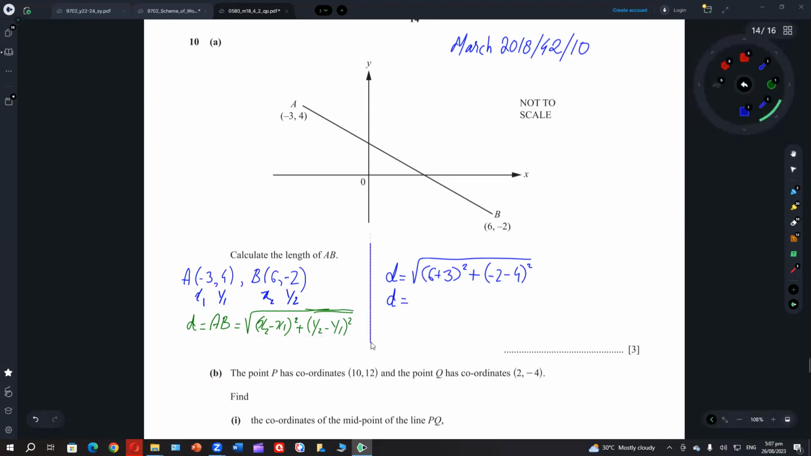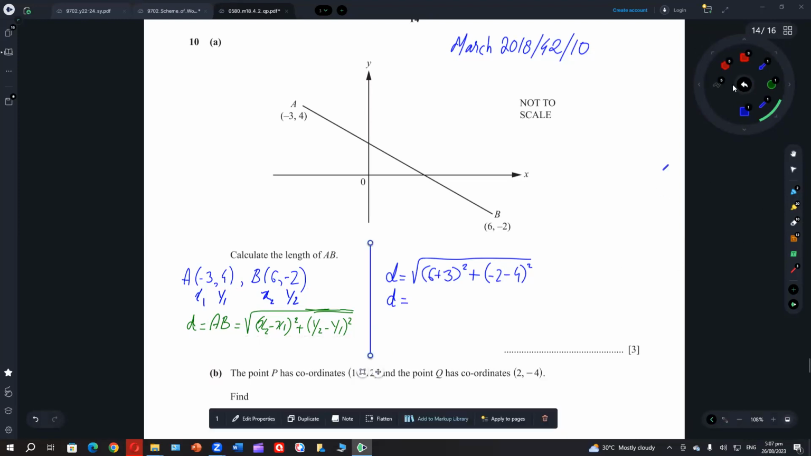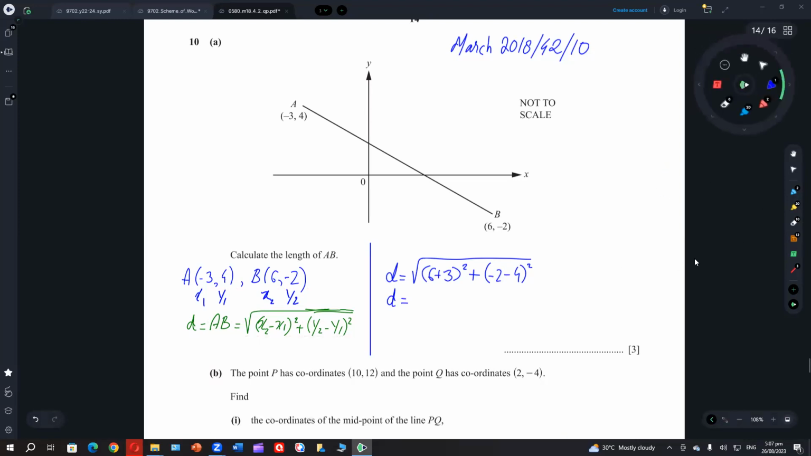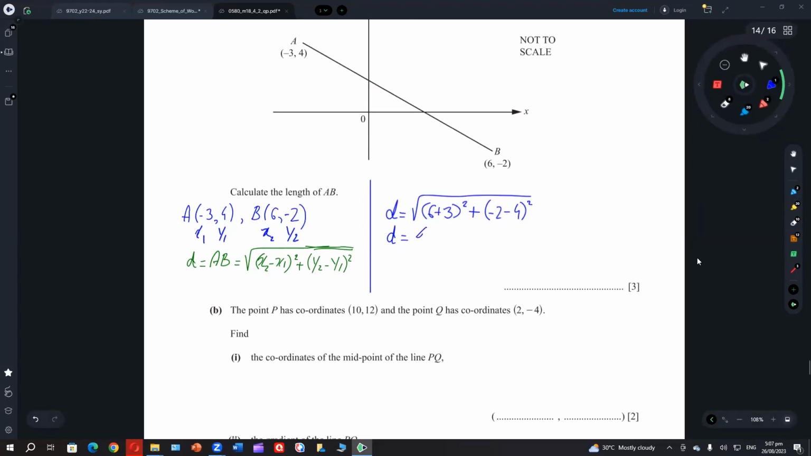45. Have you taken the root sign also, under root also? Yes.